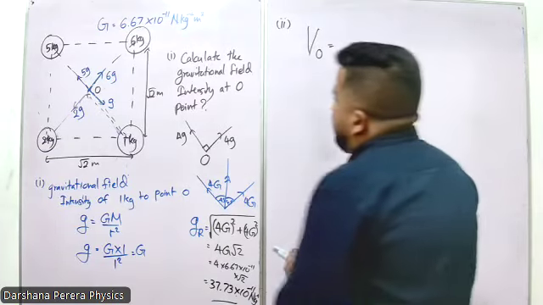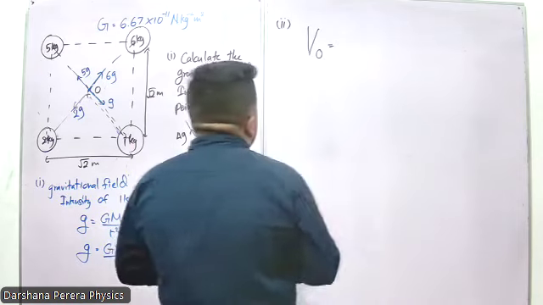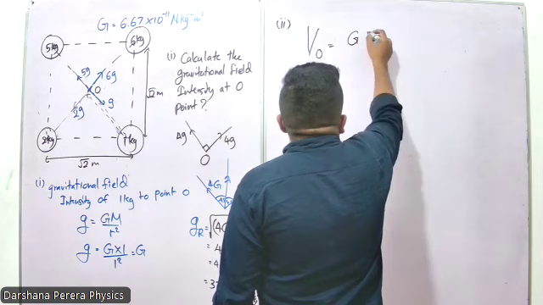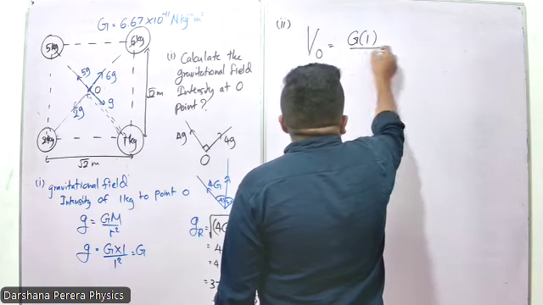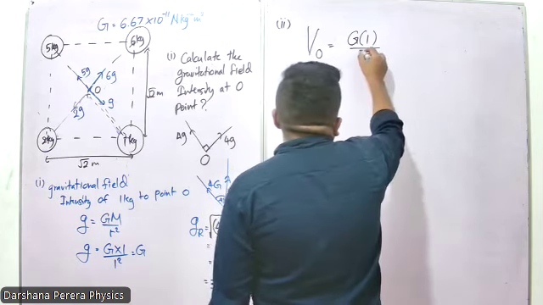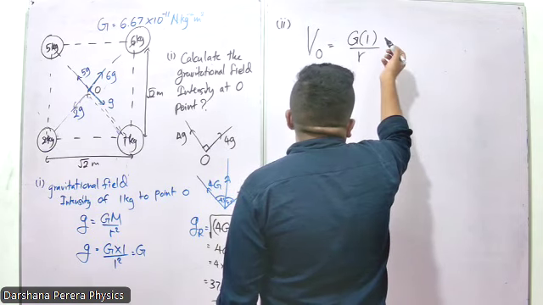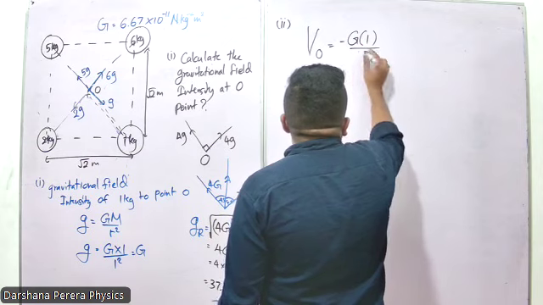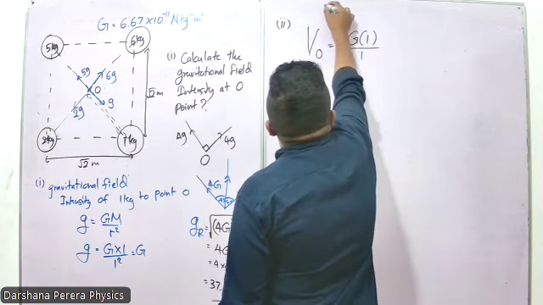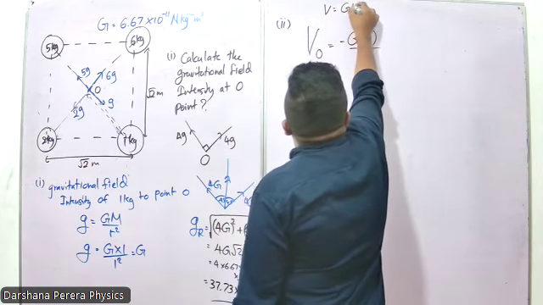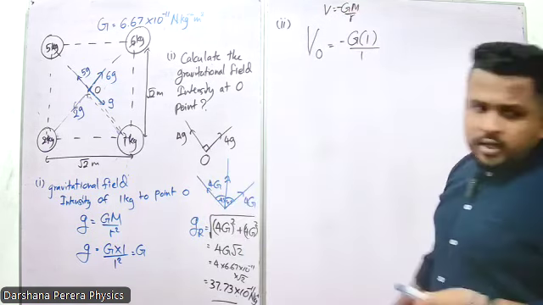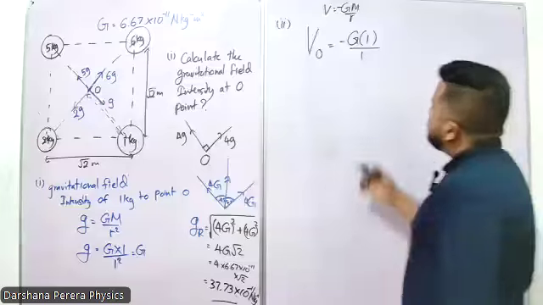Then gravitational potential of the 1 kilogram. It is equal to what? G 1 kilogram over R. Right? Minus Gm over R. R means 1. Right? We know V equals minus Gm over R. That is a formula. We have to use that.